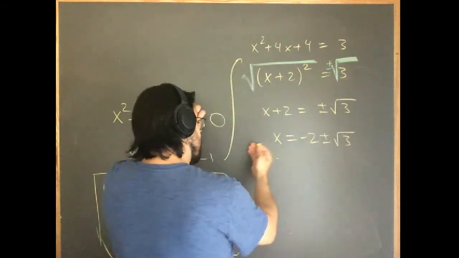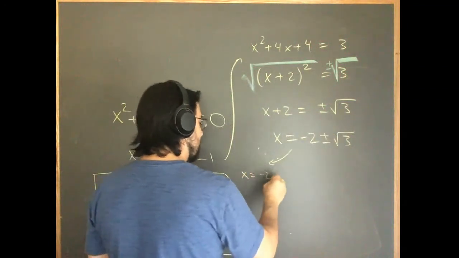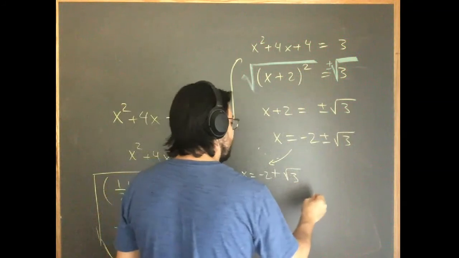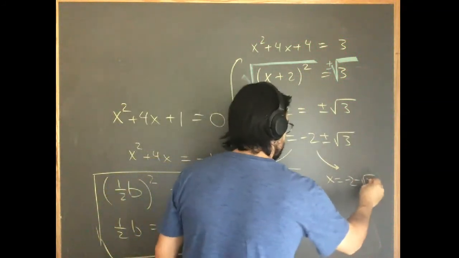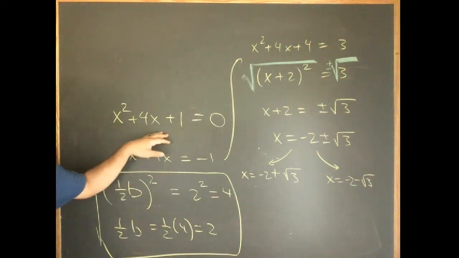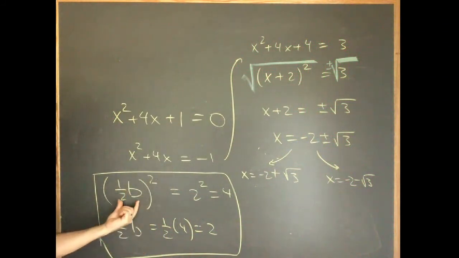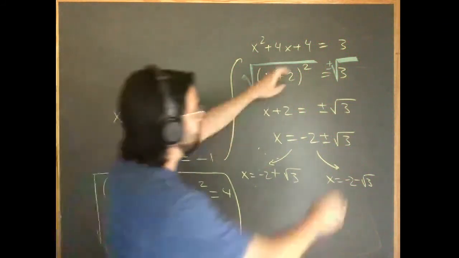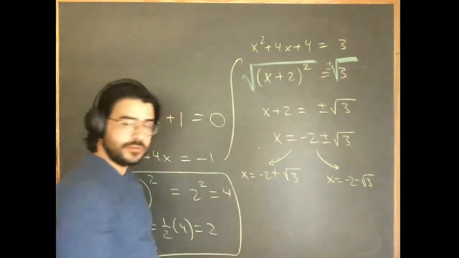And we have 2 answers here. There's one for the plus and one for the minus. So this gives us x is equal to negative 2 plus the square root of 3, or x is equal to negative 2 minus the square root of 3. Okay? And those are the 2 answers here. Again, we move everything without an x to the right-hand side. We figure out what completes the square. That's that 1/2 b squared. We add that to both sides. We complete the square and take the square root and just solve for x.